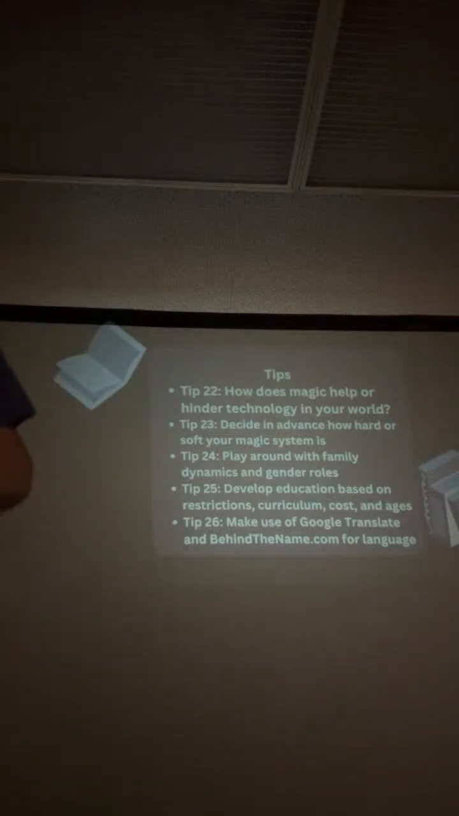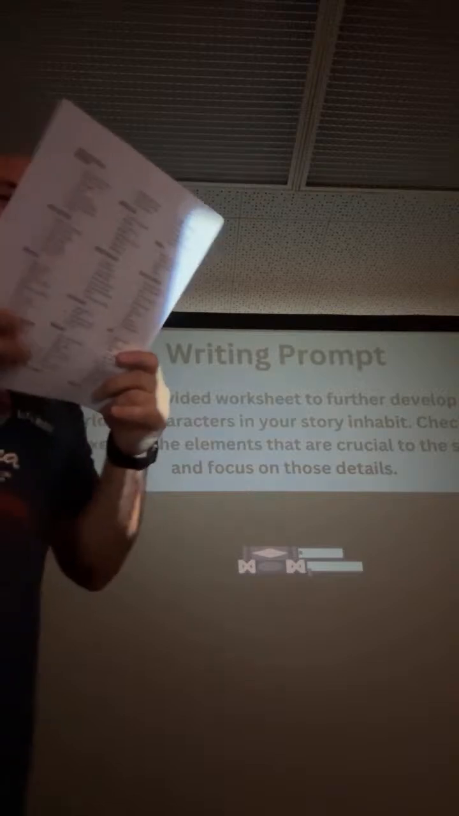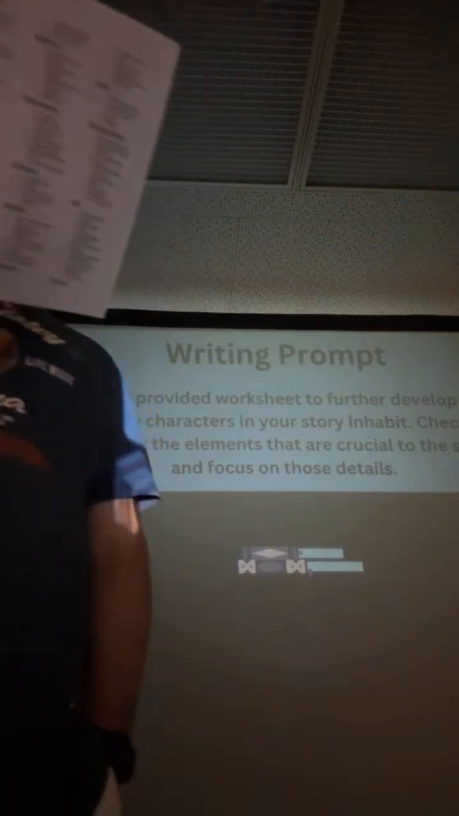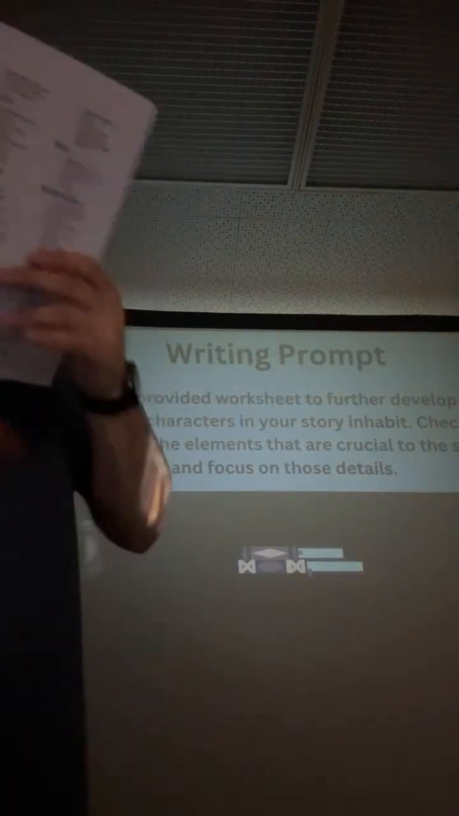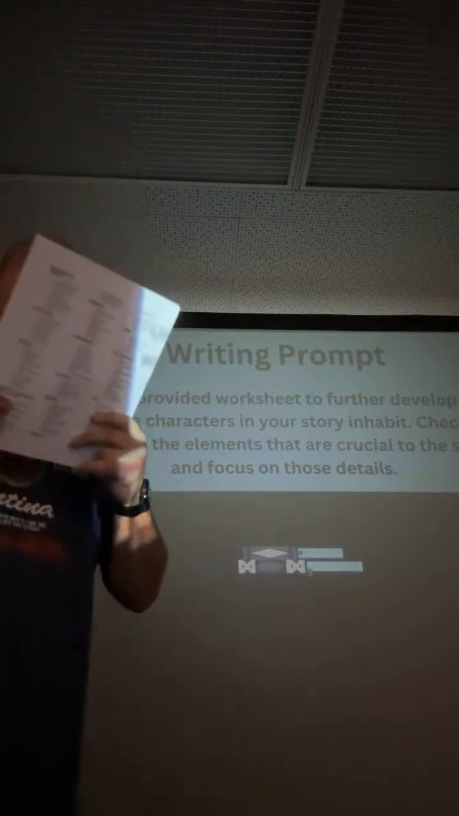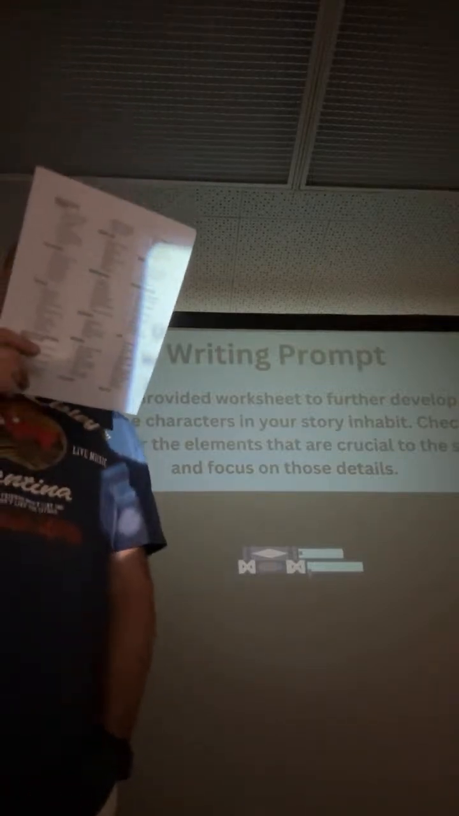So here is our writing prompt. Okay, you're going to use the worksheet that I provided to further develop the world that the characters in your story are inhabiting. Check the boxes for the elements that are going to be crucial to your story and focus on those details. There are 9 questions here. Okay? So the first question is, what elements are necessary for your story? What you're going to do is you're going to circle those categories that are going to be crucial for your story. Number 2, how can you offer nuance and variation to landscape and transportation?